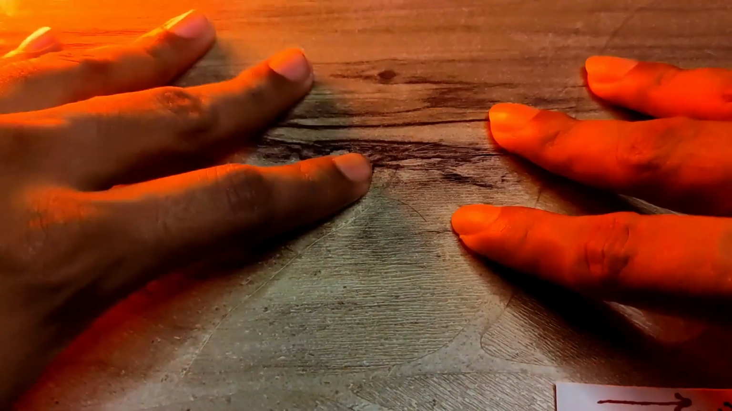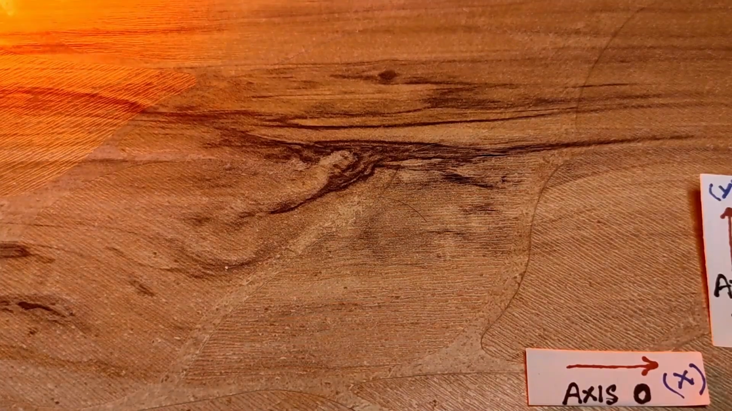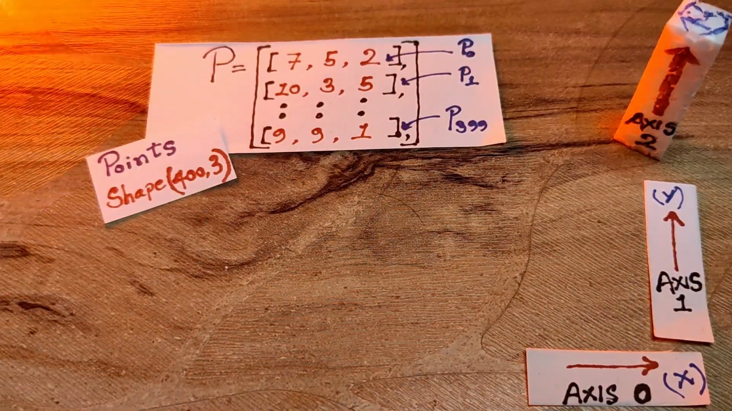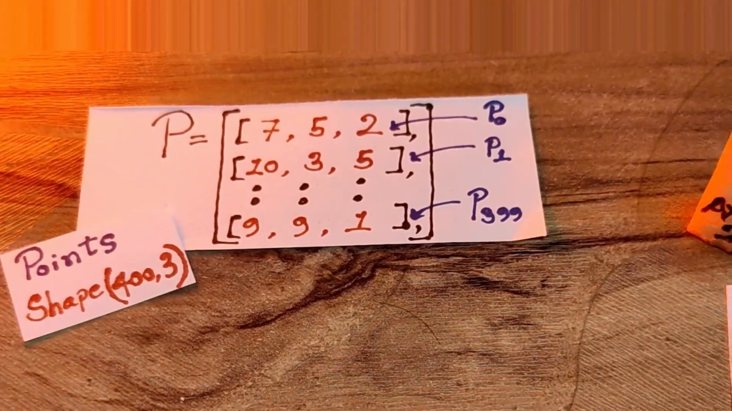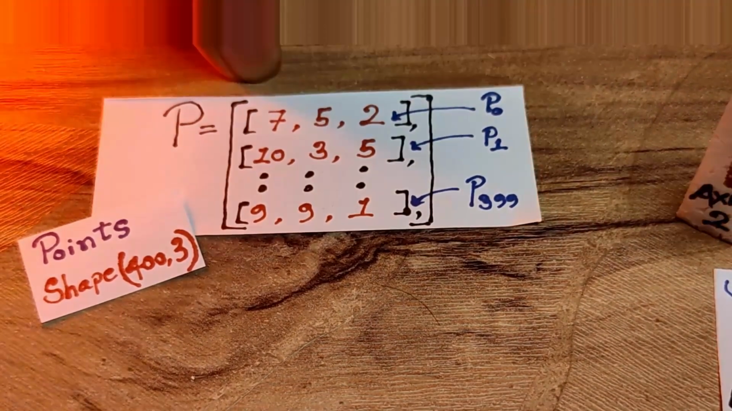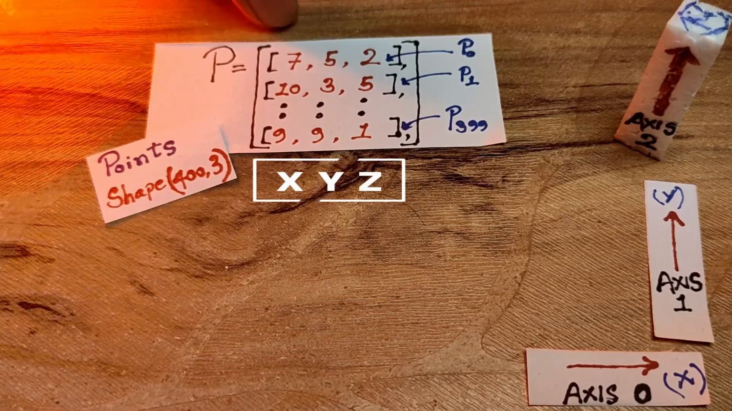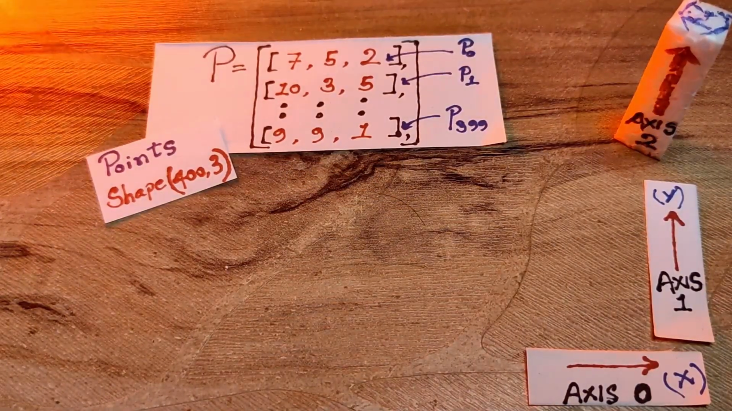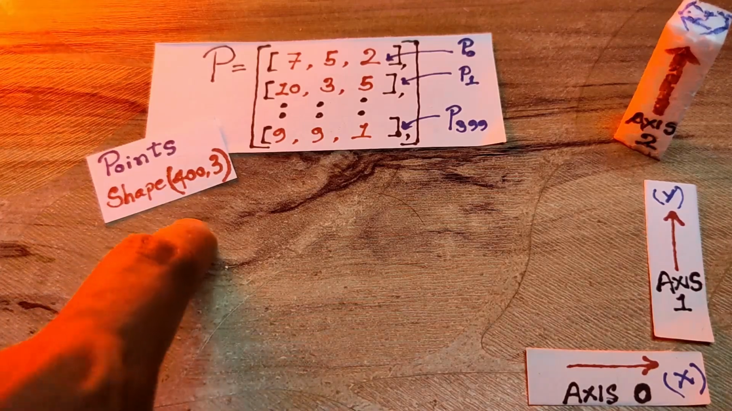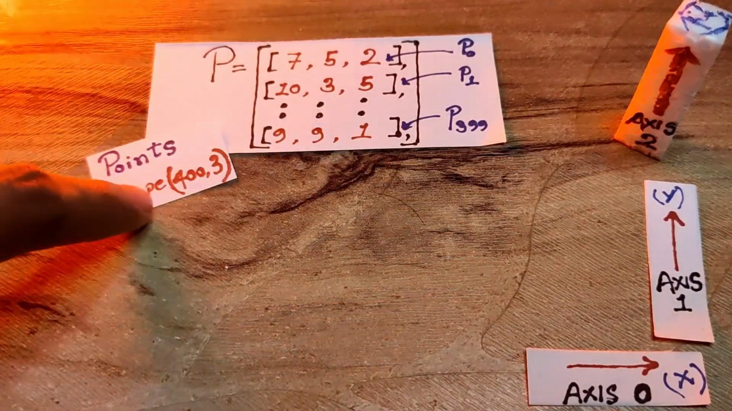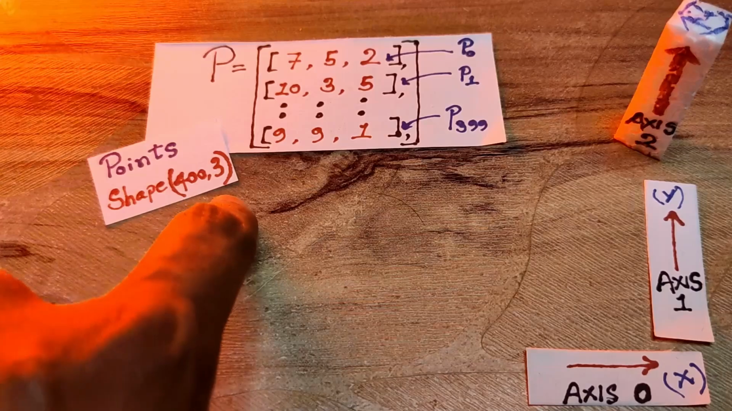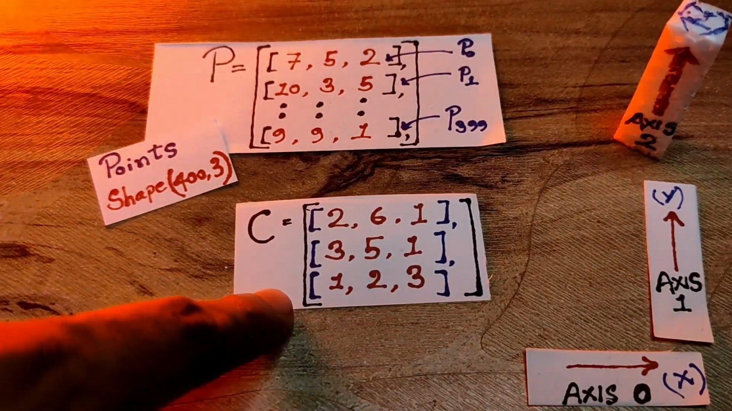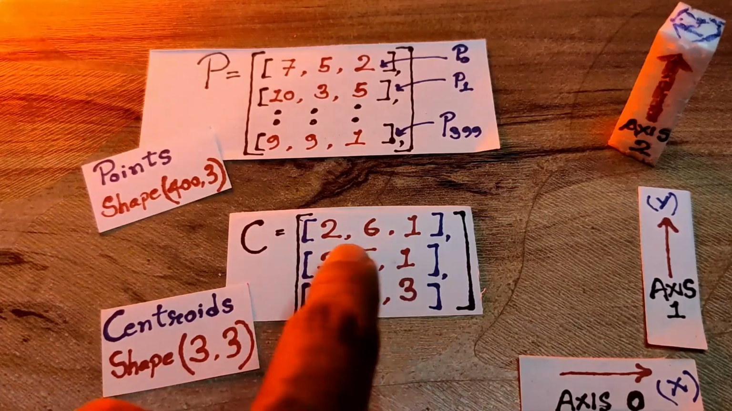So in our 3D space, this is our x-axis, this is our y-axis, and this is our z-axis. In the dataset we have 400 data points starting from P0 to P399, where each point has 3 coordinates, which are x coordinate, y coordinate, and z coordinate. And it is a 2D array, so that is why the shape is 400 by 3, where there are 400 points and every point has 3 coordinates. Now we will take 3 centroids, C0, C1 and C2. Here also each centroid has 3 coordinates.